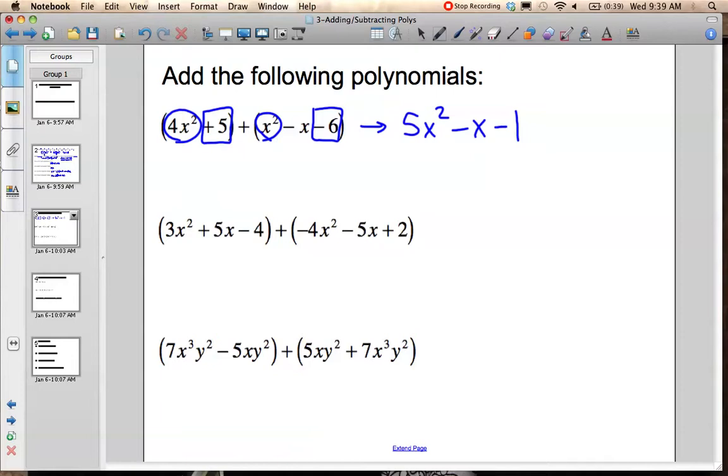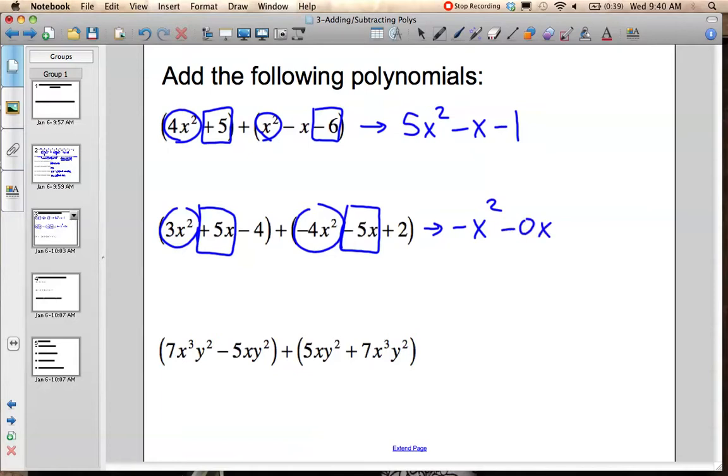Let's do the same thing. Let's combine our x squareds. Here's another example, a 3 and a minus 4. That's going to give us a negative 1x squared. Oh, let me go back because I wanted to put those in a different shape than a circle. Let's put a box around that one and a box around that one. I'm going to box my like terms together. A positive 5x and a negative 5x, they make a 0x.